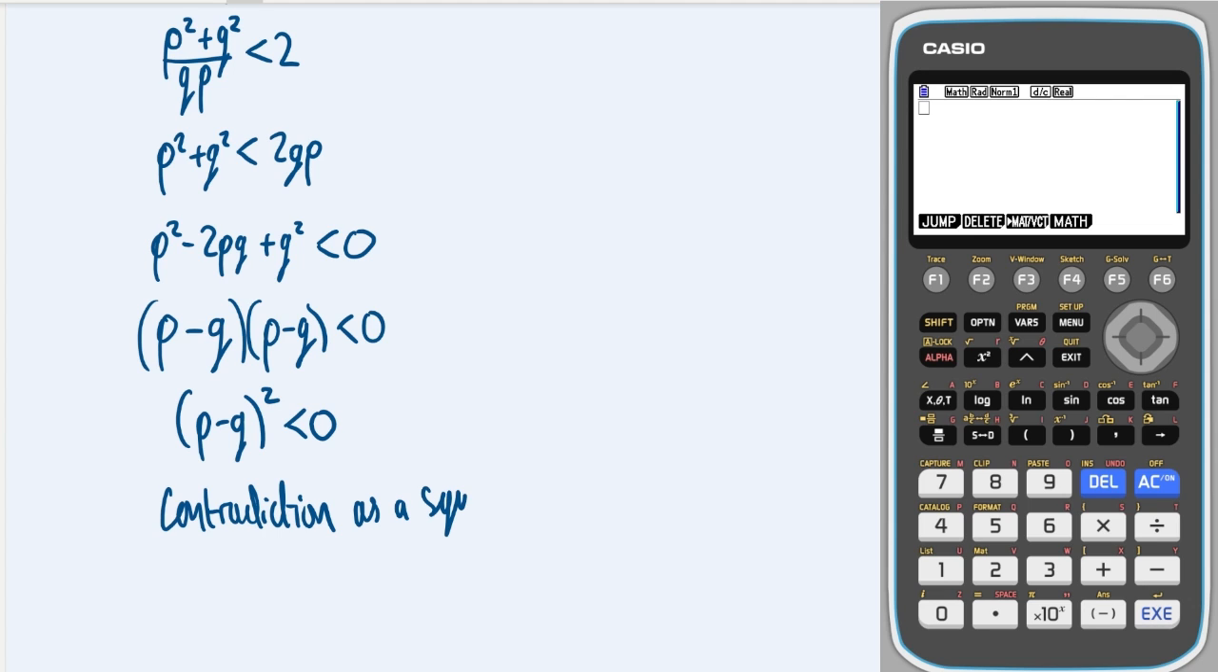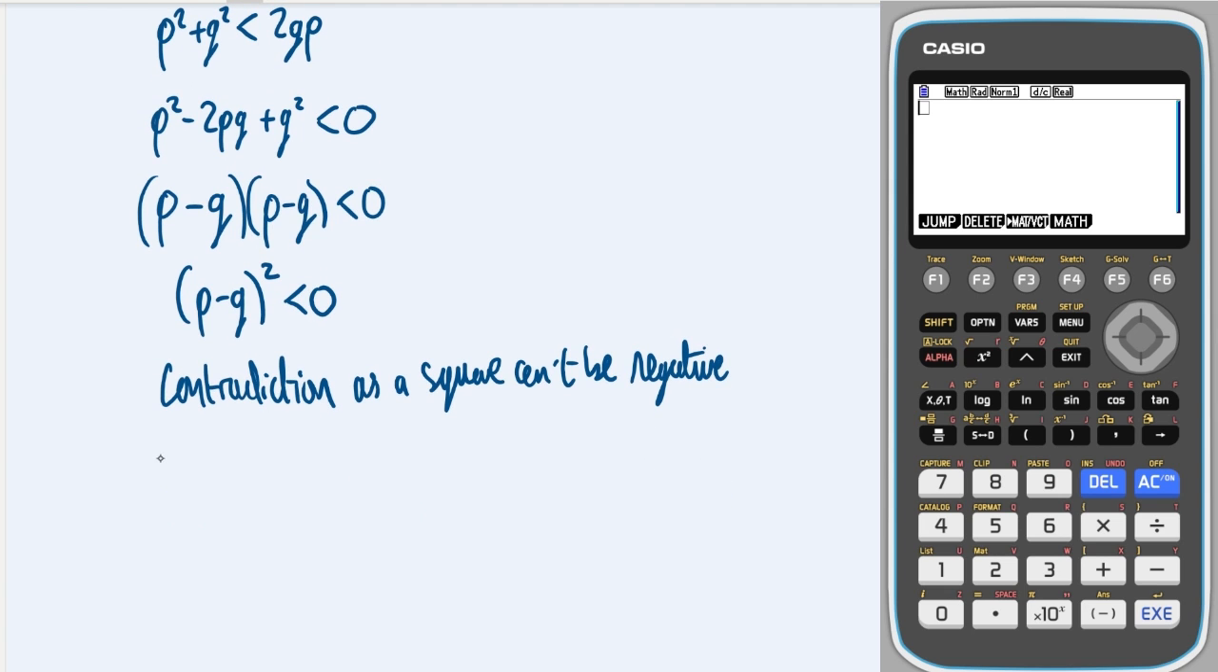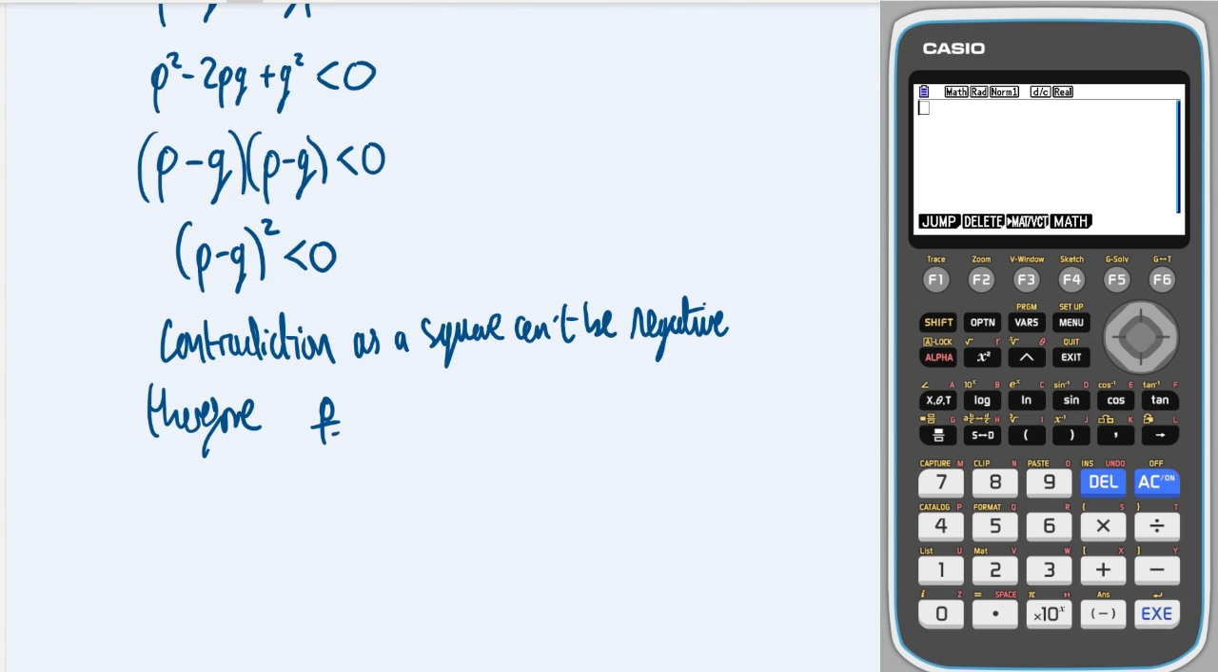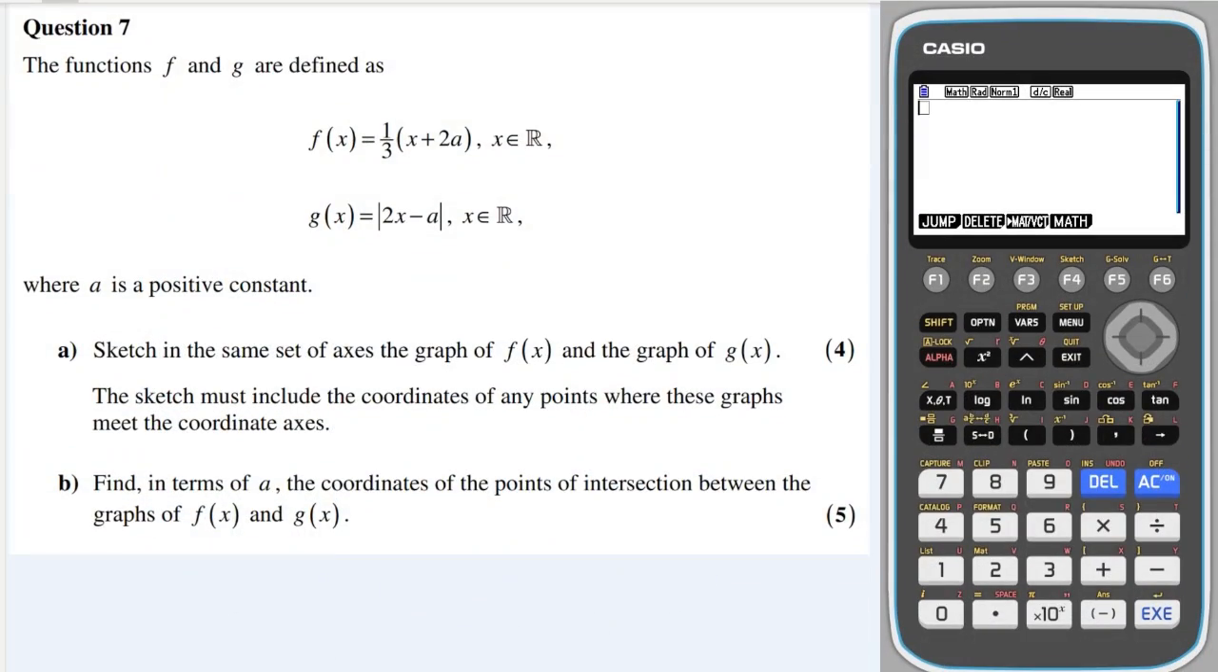As a square can't be negative, so it can't be less than 0. And then you need to write one final statement, and you say therefore the statement, which was p over q plus q over p, is always greater than or equal to 2 for all p, q positive integers. Modulus question, and we have two functions and we're asked to draw them.